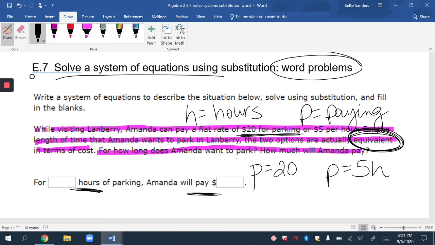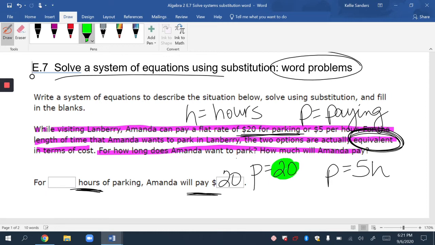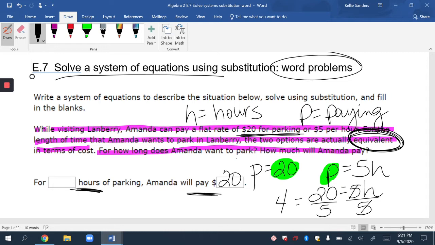Okay, some of you have already figured out that, if they're equivalent, then you're going to pay $20 because P is already solved for itself. P is 20. So to use substitution, we're going to put this 20 in for this P. That's what substitution means. So, if we're paying $20, how many hours could she park if she was paying hourly? So, you would divide by 5, and what's 20 divided by 5? 4. So, if she parked for 4 hours and she paid hourly, she would pay $20, or if she paid the flat rate, she'd pay $20. That's what it's looking for.